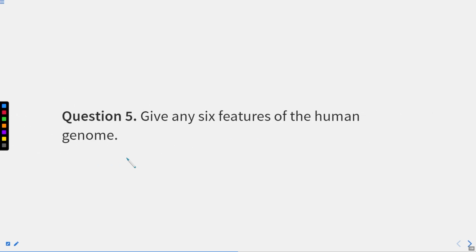Now, coming to question number 5. Here you have to give any 6 features of the human genome. The human genome has been sequenced. It was sequenced during the Human Genome Project. That was a collaborative effort. A lot of countries were involved. So here you have to list the features of the human genome.